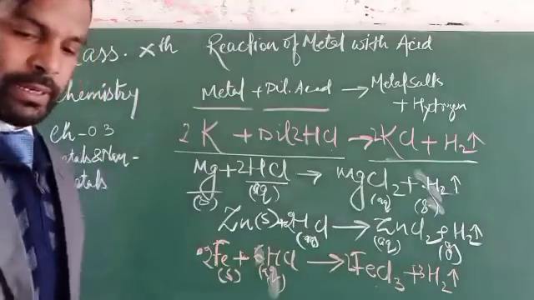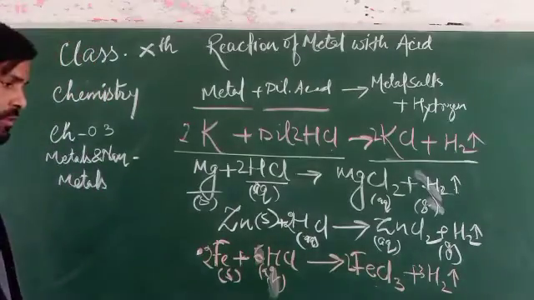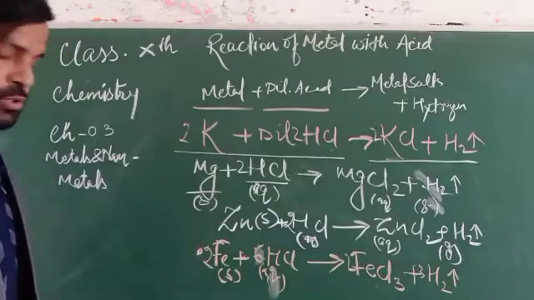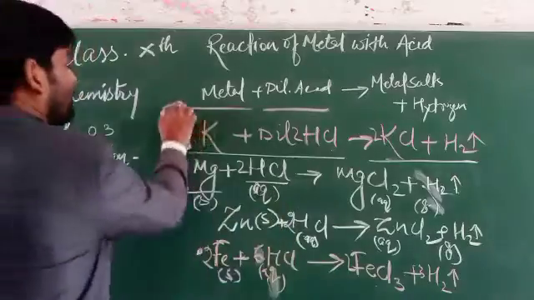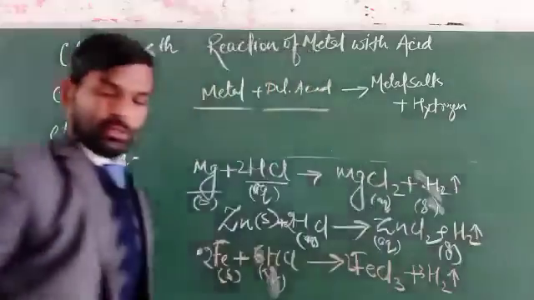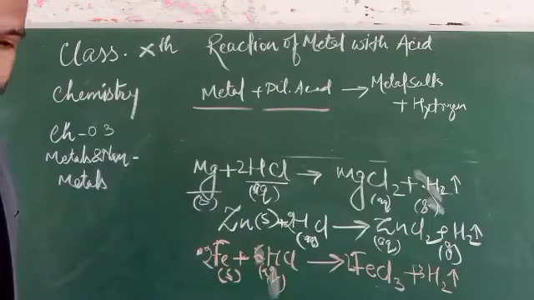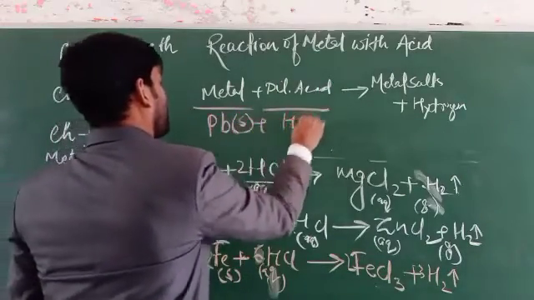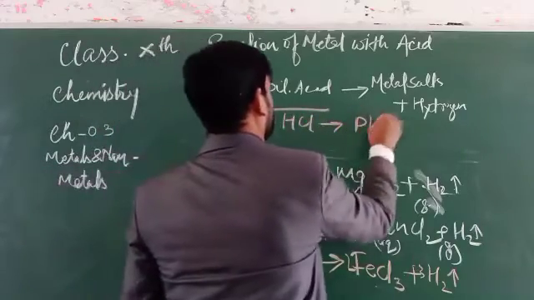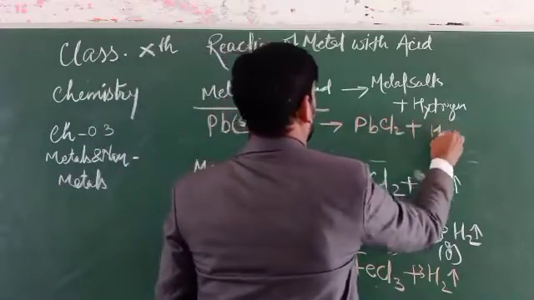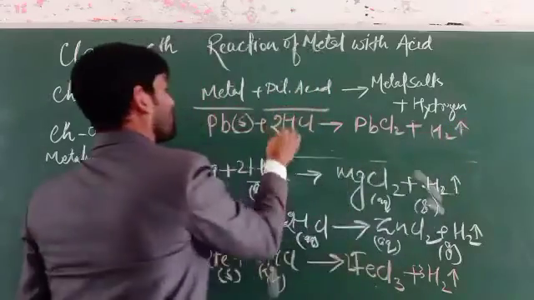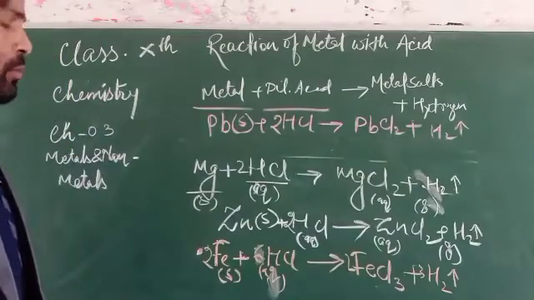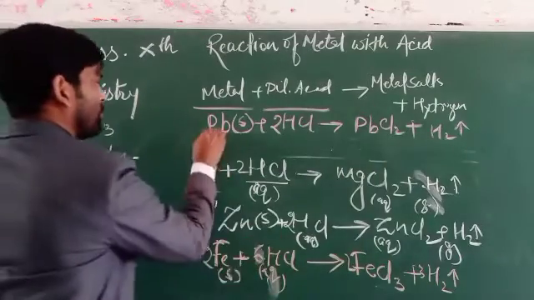So this can be represented in the form FeCl3 and 3H2. Now we can move on to the next one. It is given as lead when reacted with hydrochloric acid. This will form PbCl2 and hydrogen.